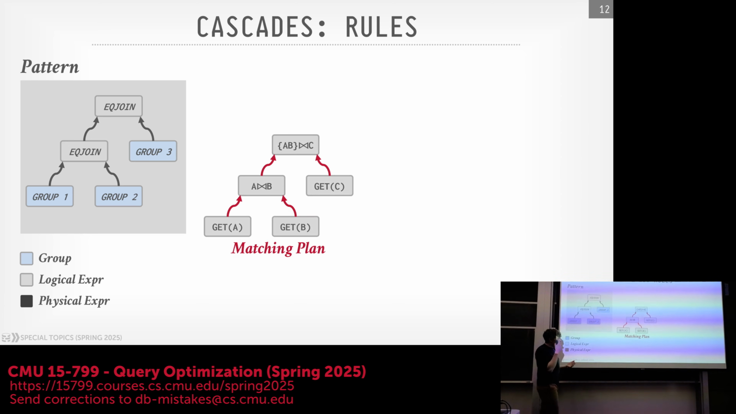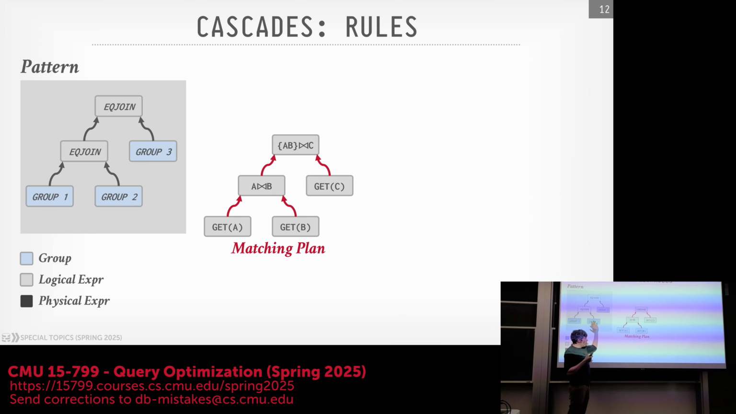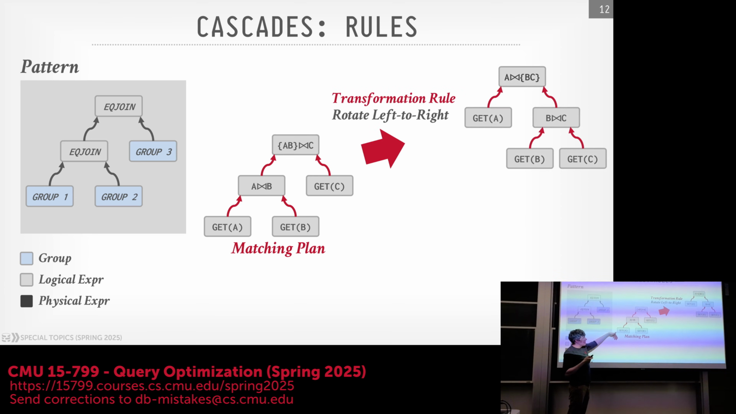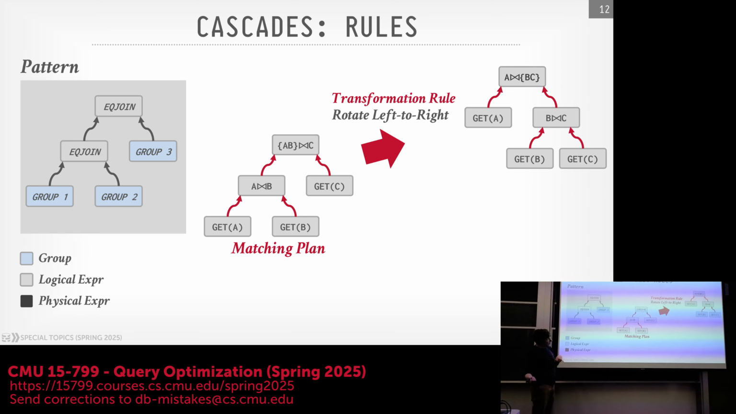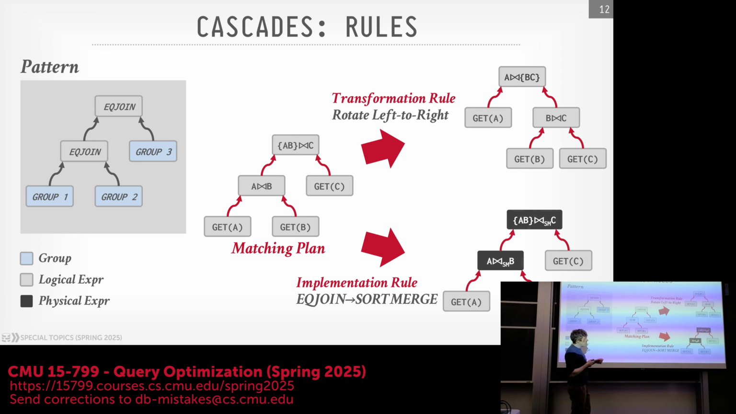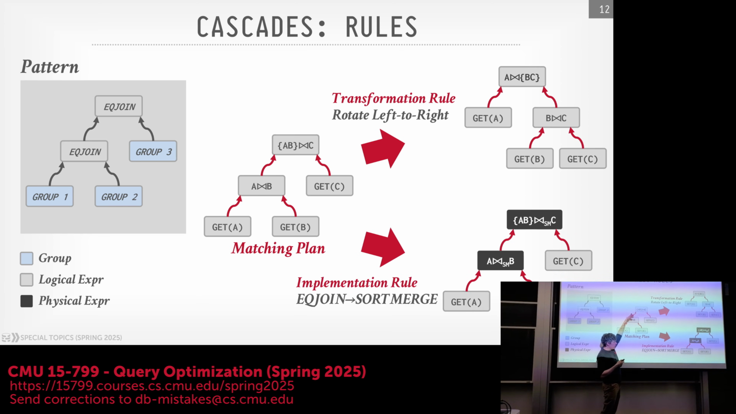So now if my query plan comes along and it matches on this, I could have a logical transformation that flips the left to the right. We're just on the root one here, moving A to stay on one side of the join and moving B to the other side. Or I could have an implementation rule that converts the two logical join expressions into a sort merge join or hash join or whatever you want. We'll see this in a second.